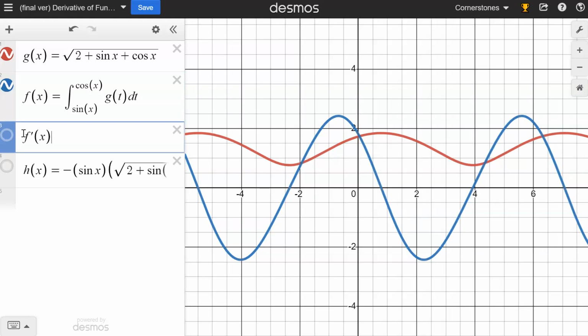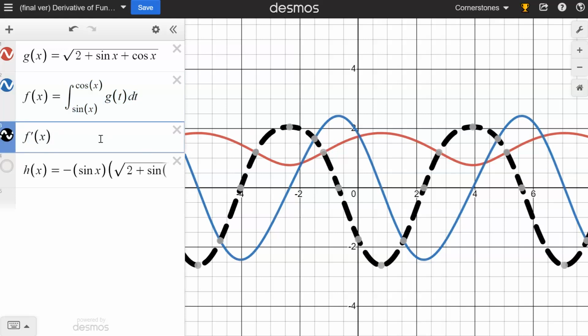Next, let us plot the derivative of the function f(x). Another cool thing about Desmos is, it can actually calculate the derivative of a function even if that function is defined as an integral like this. And this dashed line is the graph of the derivative.